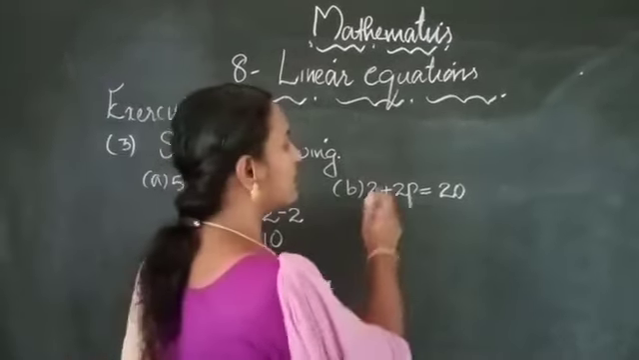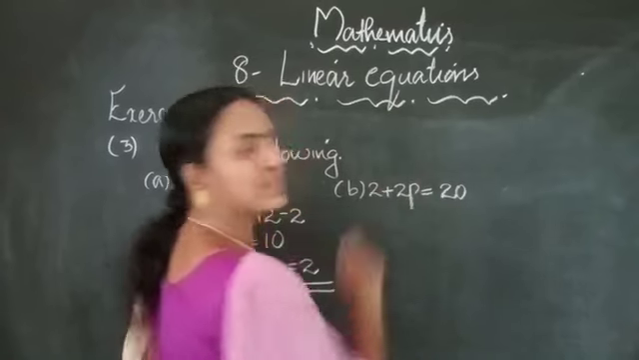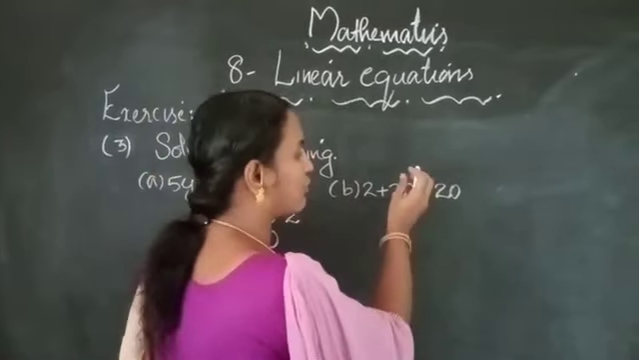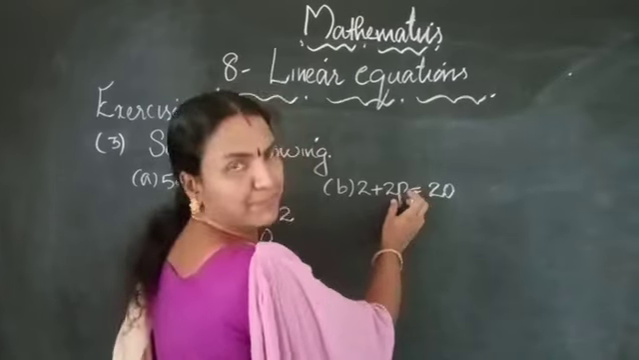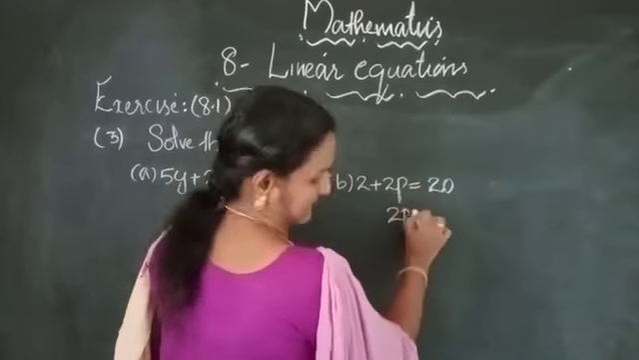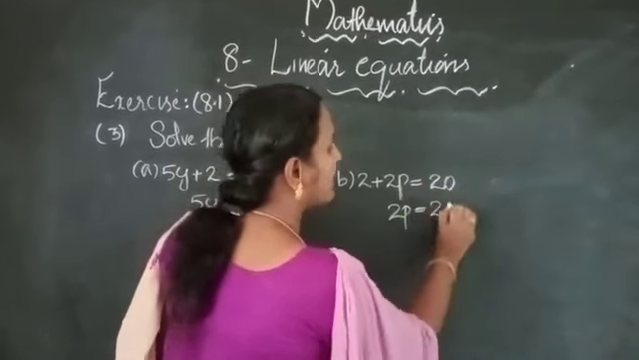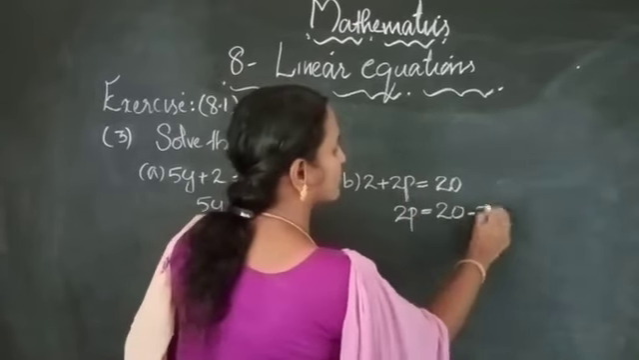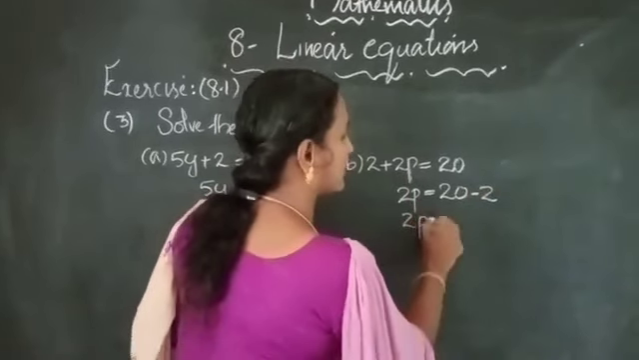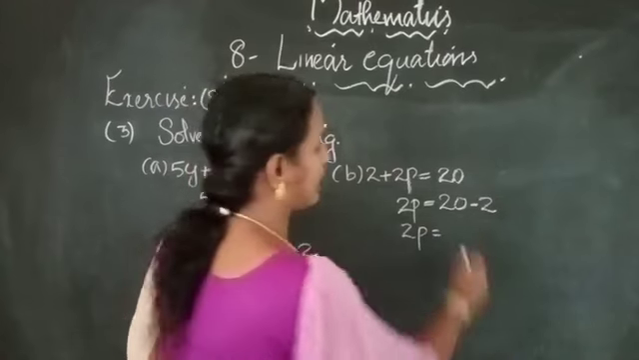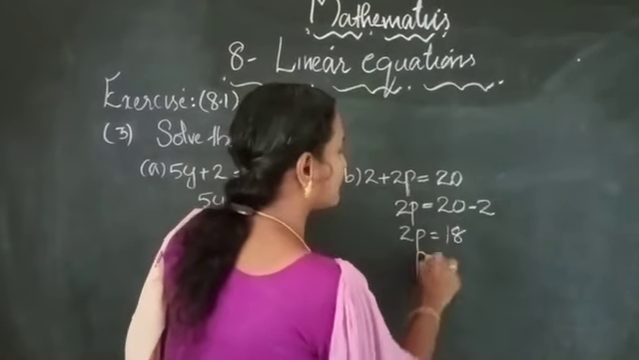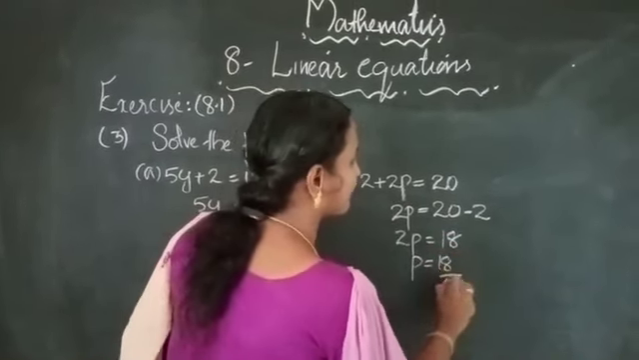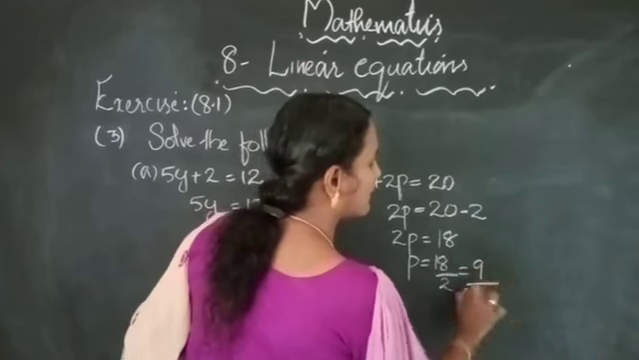Then option B, 2 plus 2p is equal to 20. So we have to find the value of the variable p. So 2p is equal to 20 minus 2. So 2p is equal to 20 minus 2, which is 18. So p is equal to 18 divided by 2, which is 9.